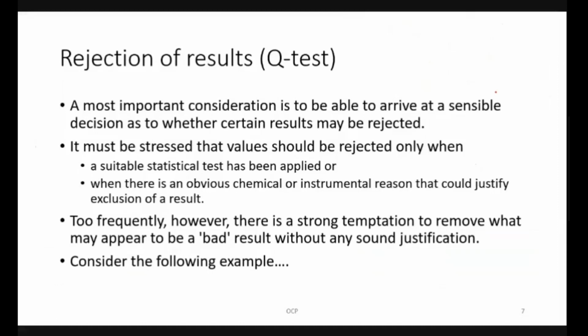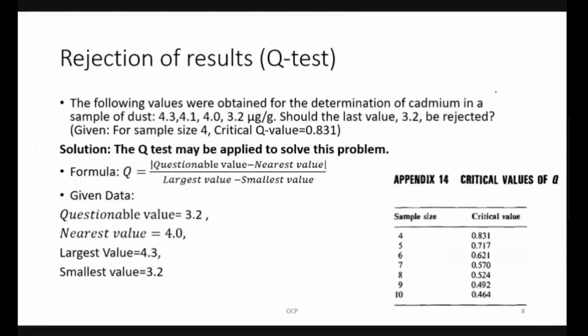Too frequently, however, there is a strong temptation to remove what may appear to be a bad result without any sound justification. For example, among the 5 titration results, someone may think this 13 ml one, let's exclude it, and not show it to sir. Okay, it may happen, you may have a temptation to exclude a result which appears to be bad, but there is no proper justification for removal of that result.